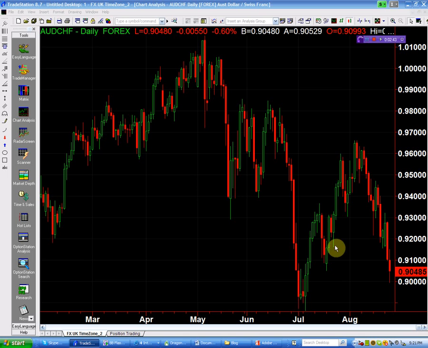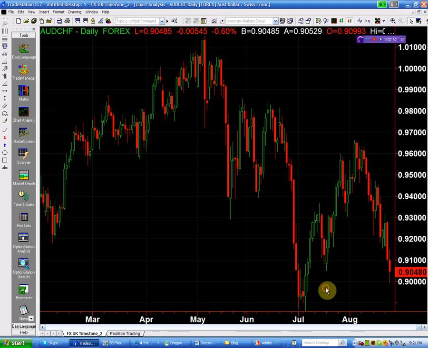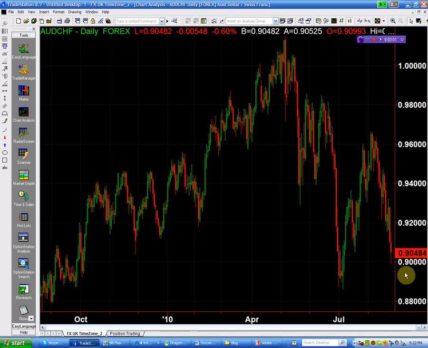Also, you can see the same pattern with regards to the Aussie Swiss. We have now broken the structural point at 9051, and we're trading right now, as of this recording, at 9048. So having said that, we should be looking for a continuation of the movement into the Swiss franc, but what's important now is to time ourselves into that trade.